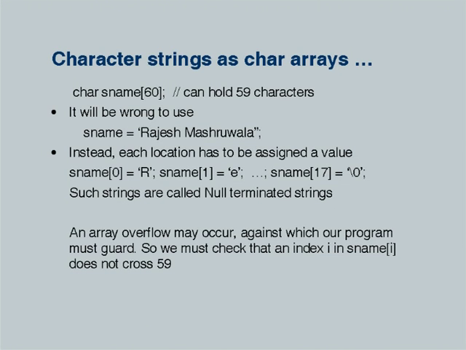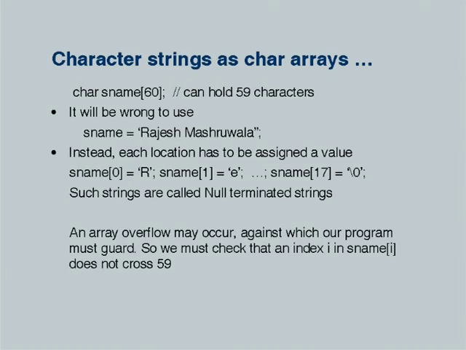Please note, as I said, this can hold 59 characters of a string only, because an additional character is required to hold backslash 0. Backslash 0 is called null, and therefore these strings are called null terminated strings. They are special representations in C, C++. In short, you define a character array, just like int array or float array. char sname[60] means effectively I am going to use this sname array to store a string which may contain at most 59 characters, S0 to S58. S59, which is the 60th element, will contain backslash 0.